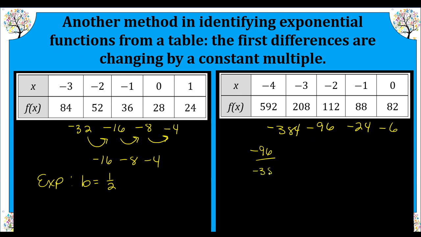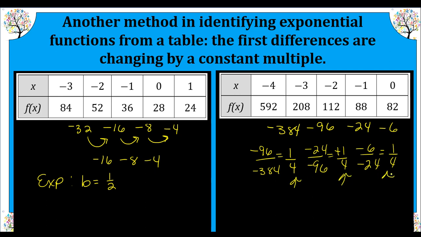So we can prove that this is exponential by placing the difference over the previous difference. And if it's true all the way down, once we simplify, this is going to tell us that it is exponential. And then that value that's constant, that constant ratio, will be your B value. So 96 over 384 does give me 1/4. The same for negative 24 over negative 96 is positive 1/4. And then of course, we get 1/4. So when you have a constant ratio, then we know that's going to be exponential, and that B value is 1/4. So I just wanted to share with you another way to identify exponential functions.